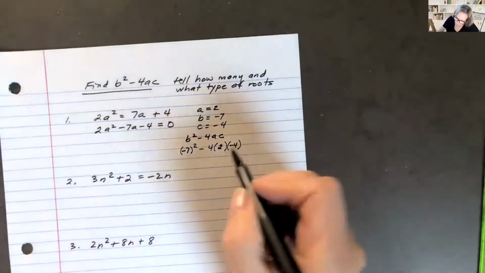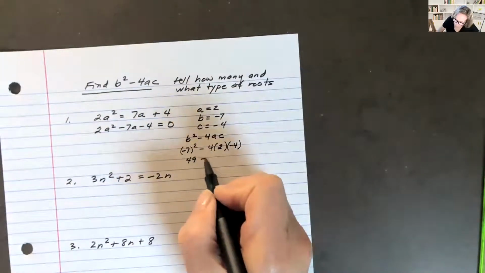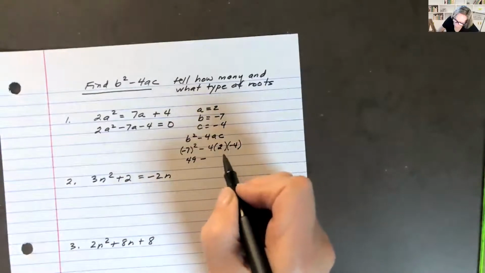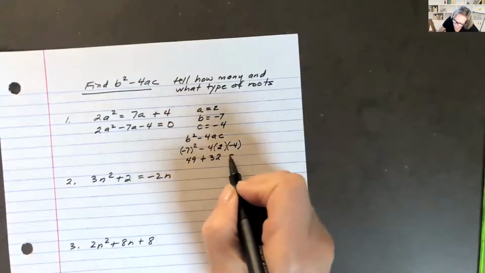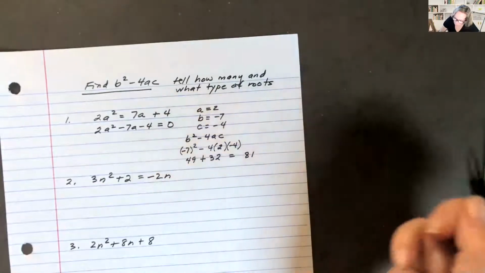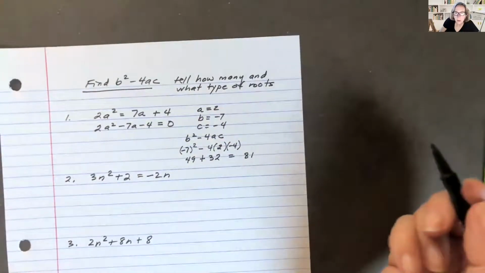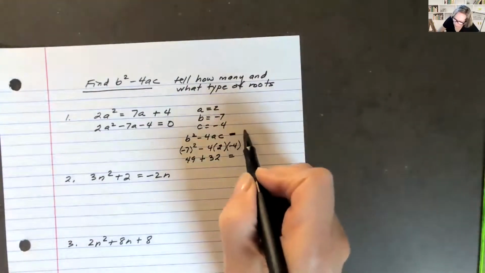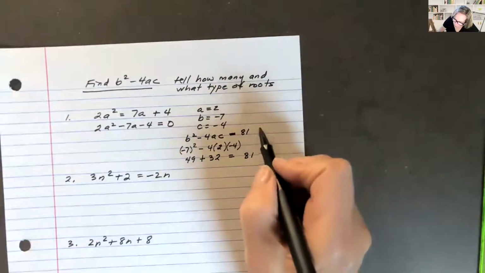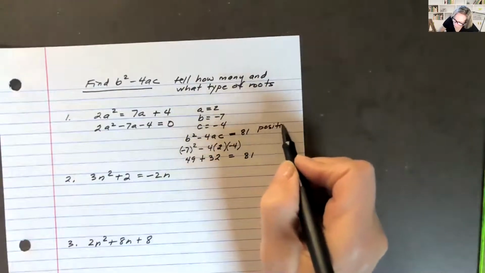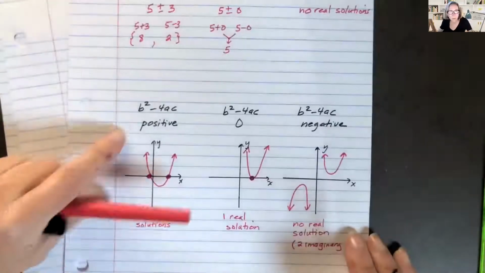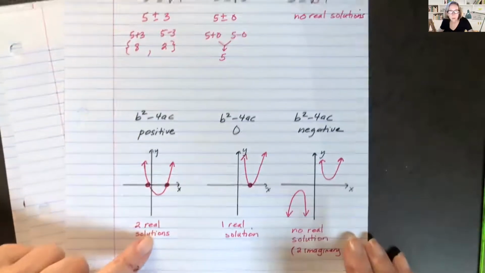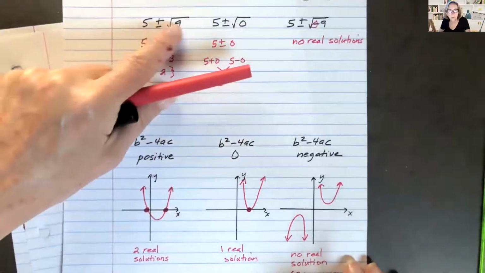So that is 49 minus 8 times negative 4, minus negative 32. So that is a plus 32, and that has a value of 81. And so the value of the discriminant, b squared minus 4ac, is 81. And that is a positive number. So that tells me that this is a scenario where b squared minus 4ac is positive. I have 2 real solutions, or 2 real roots.